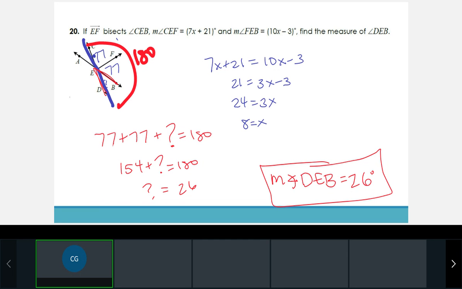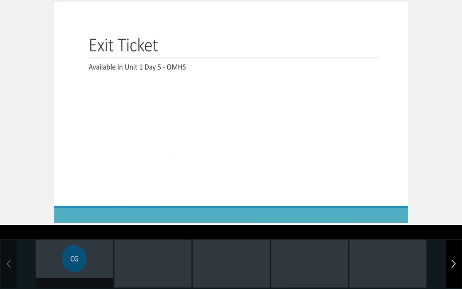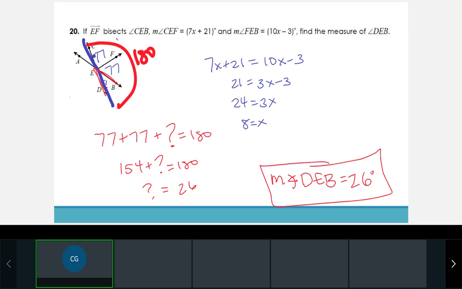Okay, so that is the end of Unit 1. How about that? What looks like a weird clock? Is this a joke? Oh. My handwriting?